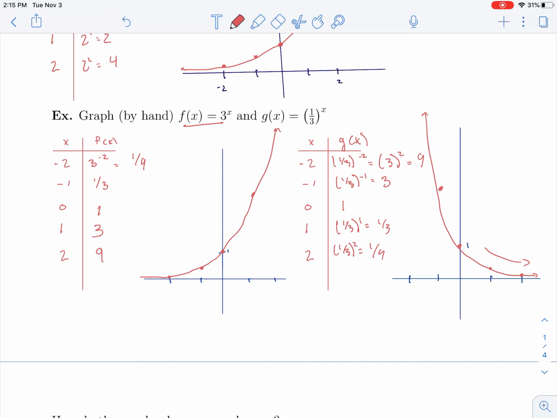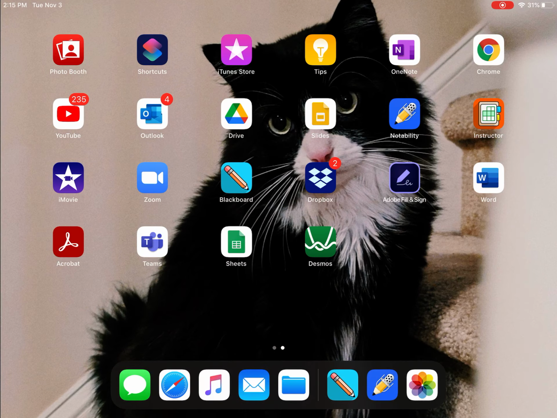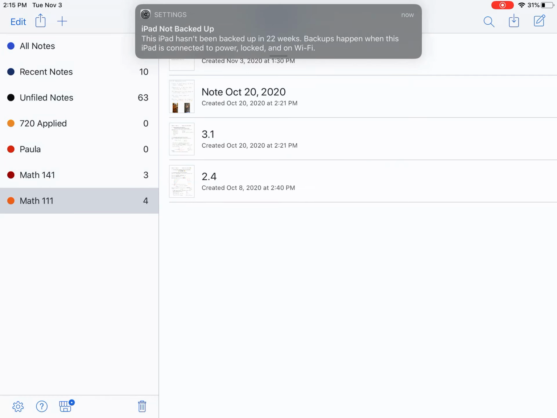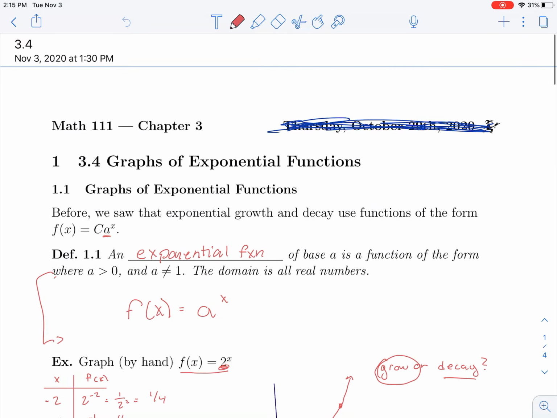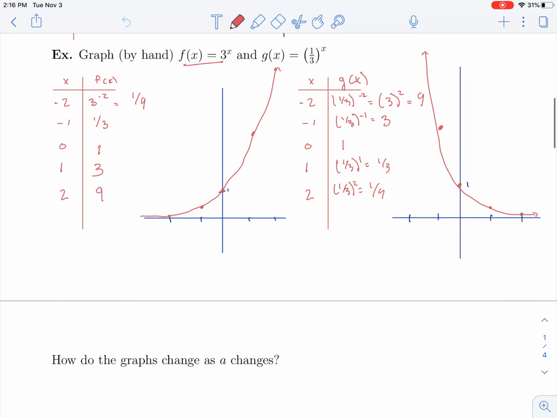So, right, how do the graphs change as a changes? So, oh my gosh, no, did Notability just close on me? Oh my god, what? Okay, thank God. What was I doing?